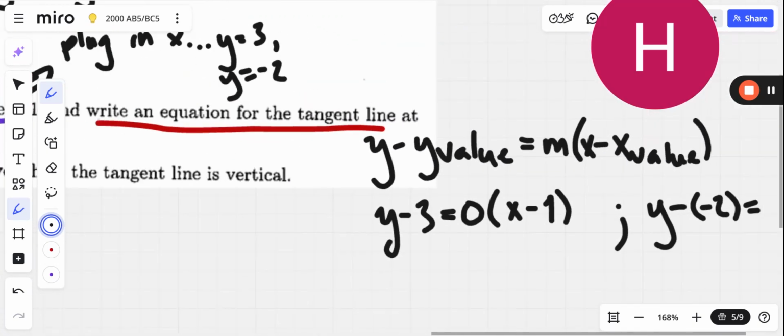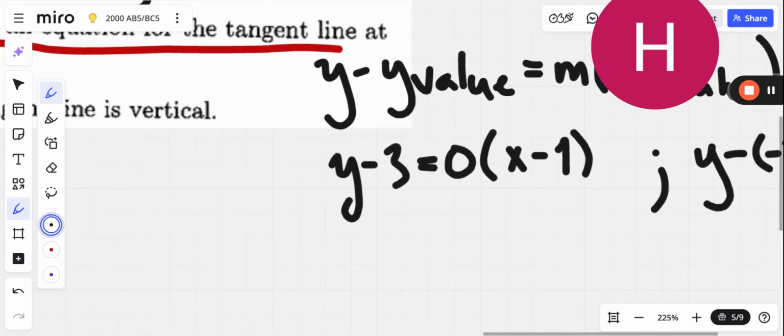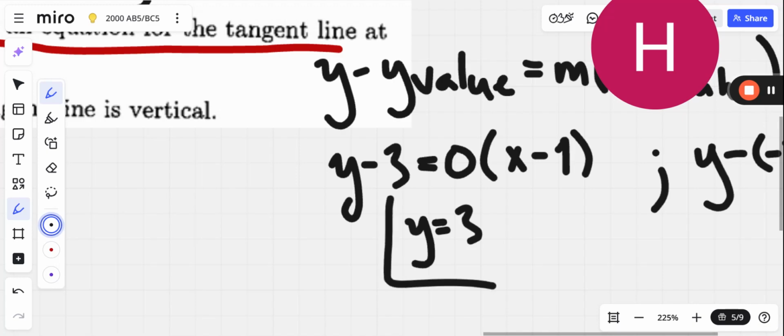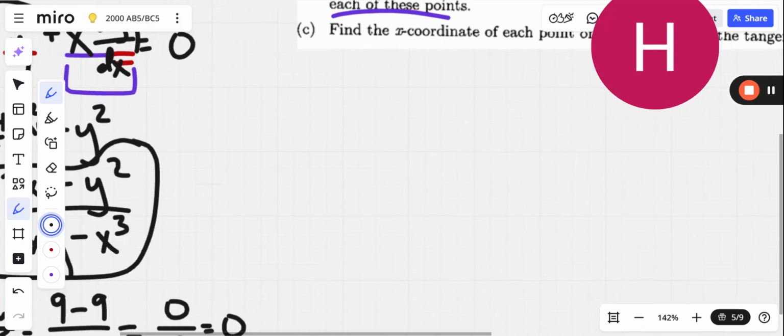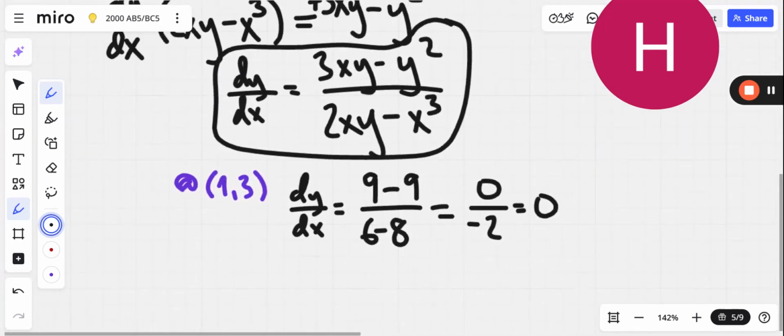Okay, well that makes the line equation pretty easy. That's just going to reduce to be y equals 3. That's the equation of that line. Now in the case of 1, negative 2, let's plug that in.